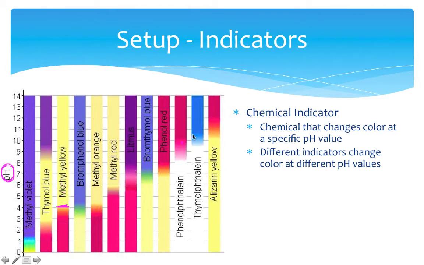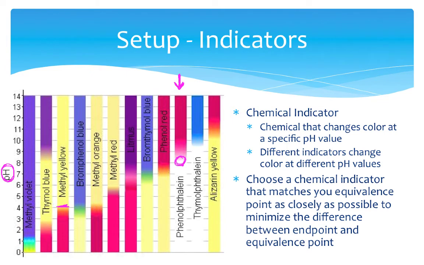The indicator we're going to be using primarily in our experiments is this guy right here, phenolphthalein, one of the most commonly used indicators when you're working with strong acids and strong bases. It changes color right around pH 8, which is a little bit higher than what we normally want, but it has a very bright and vivid color change, which makes it very, very easy to spot.